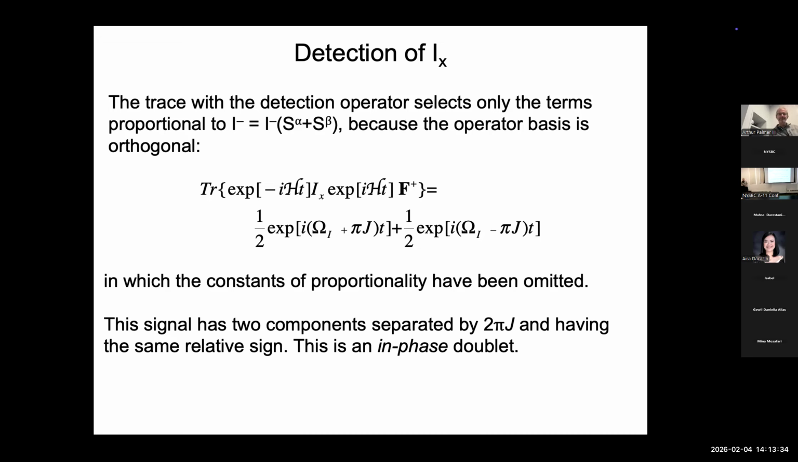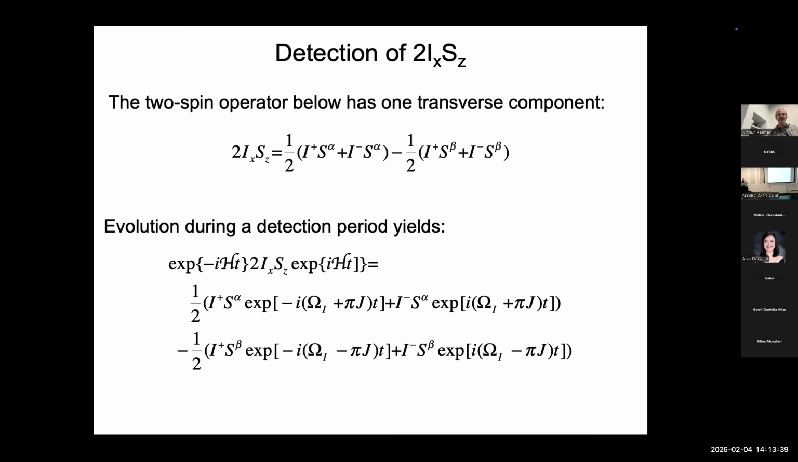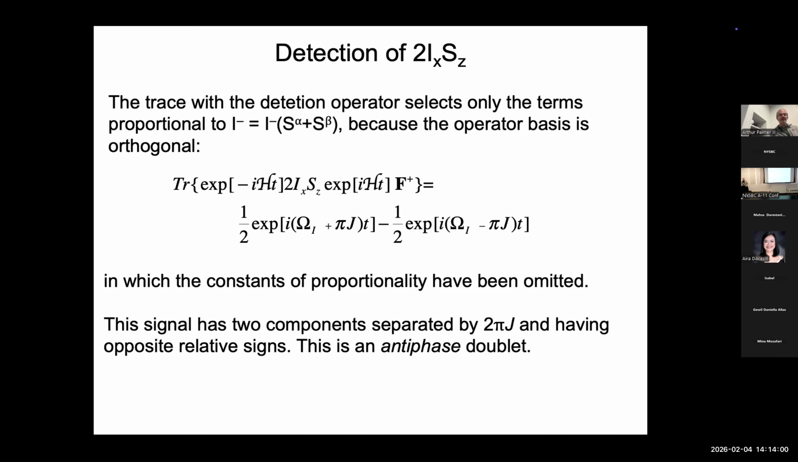What happens is what we just said, we call that an in-phase doublet. Suppose that we have this operator. And again, at the start of acquisition, I do the same thing. I work out how the operator evolves during acquisition period t. I take the trace. And I find what I already assumed, that that's going to give the antiphase doublet.